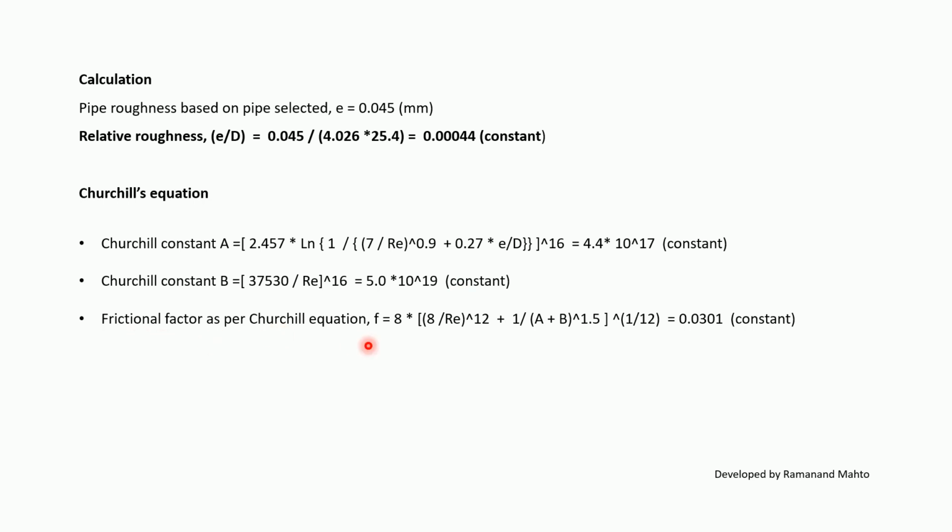Friction factor as per Churchill equation f is equal to 8 into (8 upon Reynolds number)^12 plus 1 upon (A plus B)^1.5, bracket close, to the power 1 upon 12, which is coming 0.0301.